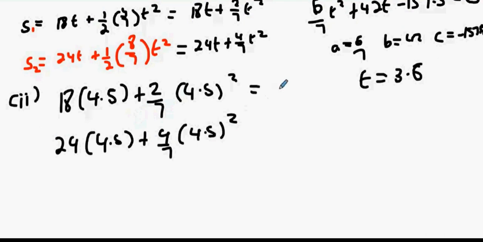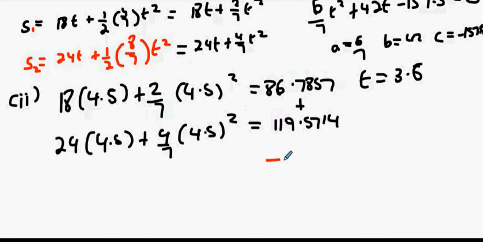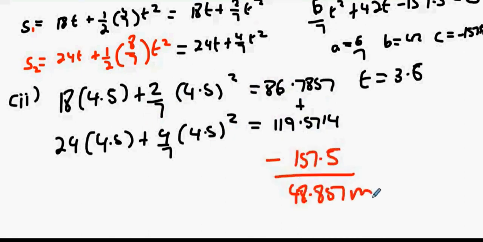Do it separately even. This smaller train travels 86.7857. The larger train, faster train, travels 119.5714. Then we're going to take away our 157.5, leaving us 48.875, and we're done.